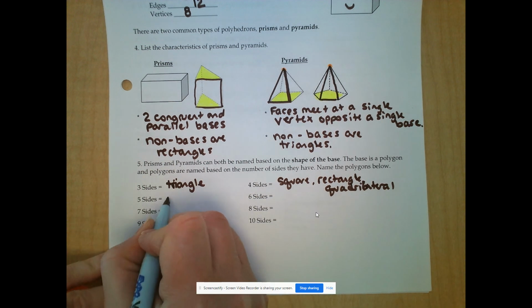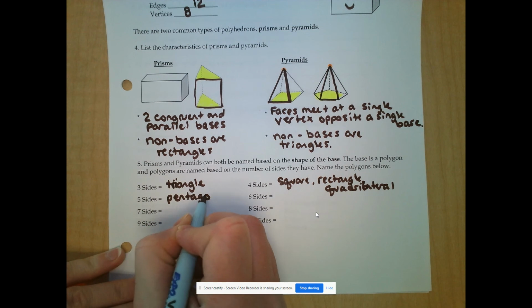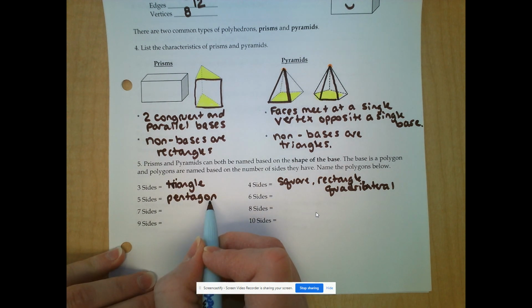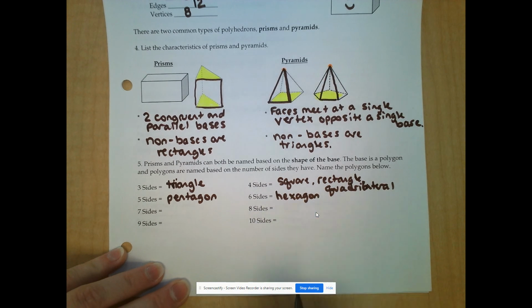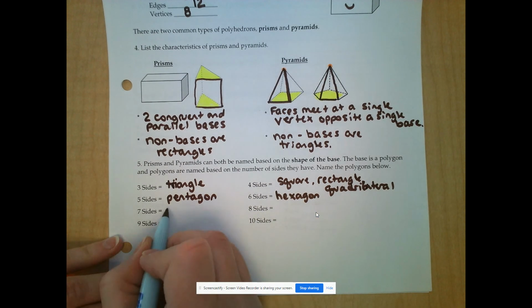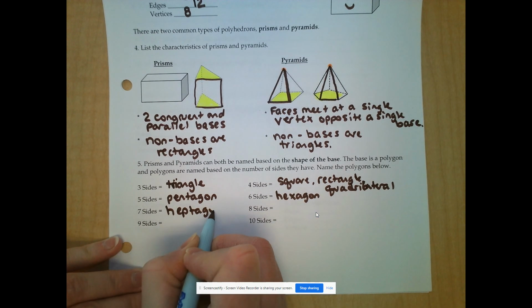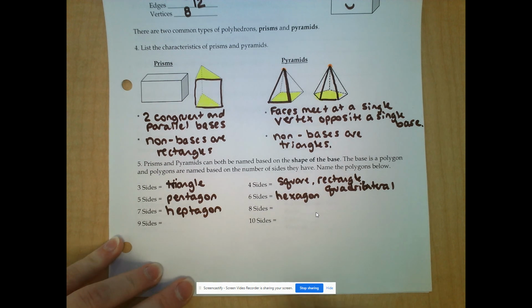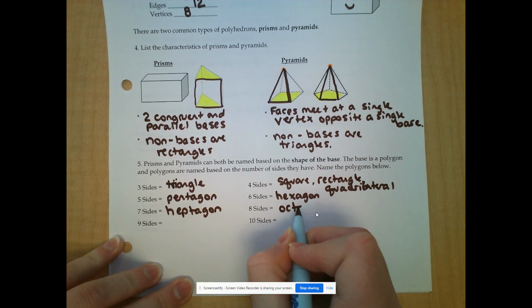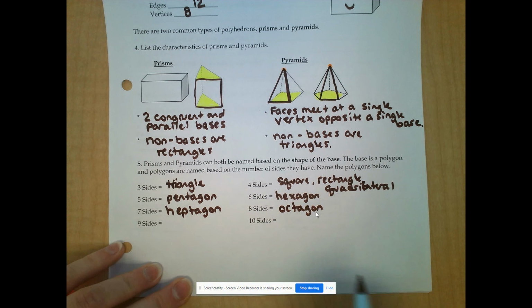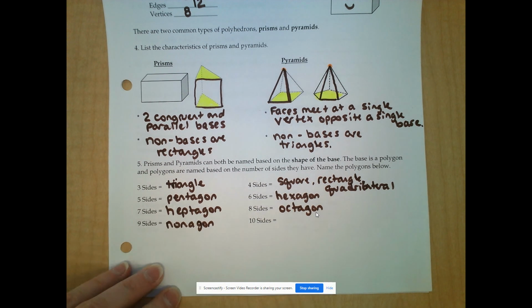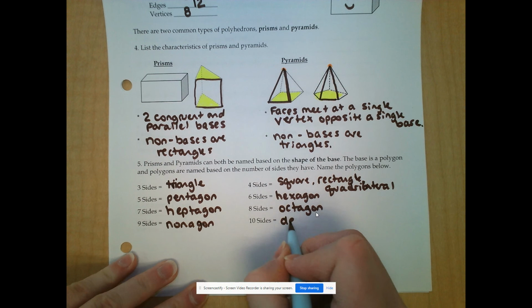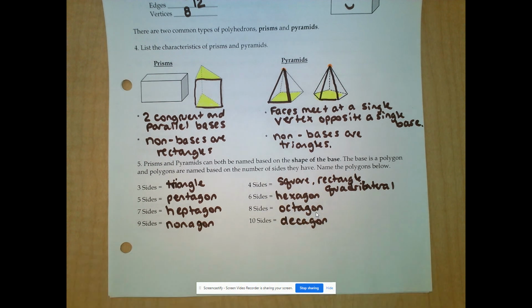If it has 5 sides, that would be your pentagon, called pentagonal when we turn it into an adjective. 6 sides would be a hexagon, or hexagonal when we turn it into an adjective. 7 sides, heptagon, heptagonal when we turn it into an adjective. 8 sides, octagon, or octagonal. 9 sides, nonagon, or nonagonal. That's a fun one. And 10 sides is decagon. Decagonal? I don't think I've ever said that word before out loud.